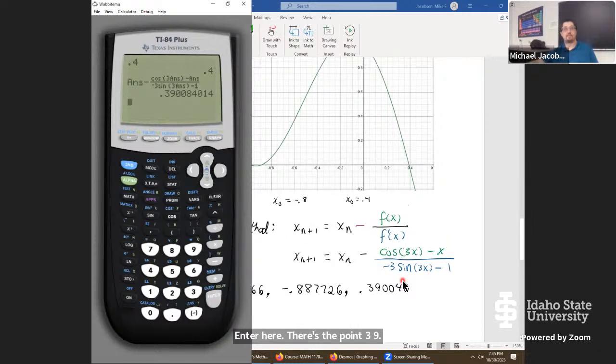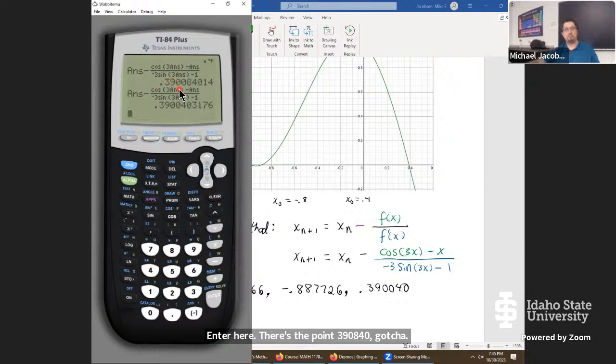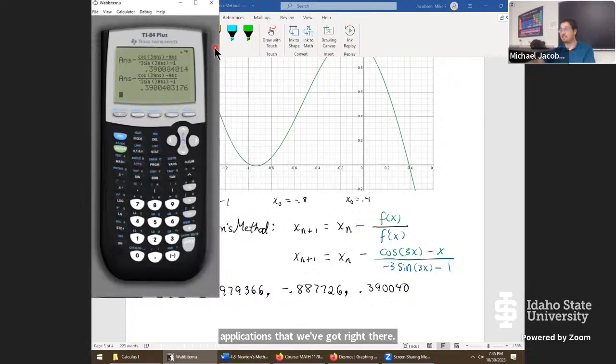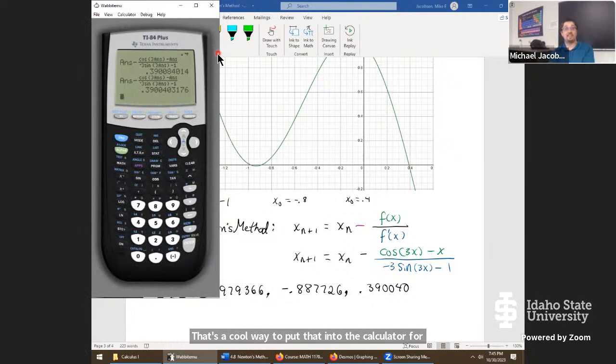There's the 0.390084. I had it on float 3, that's fine. Oh, gotcha. Hit enter one more time. Oh, it's just showing the 3 because of float 3. Gotcha. Yep, after hitting enter twice, notice that's the same answer we put right here. So 2 applications that we got right there. That's a cool way to put that into the calculator for TI-84s. Other questions or comments so far?